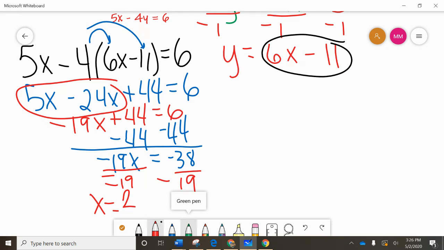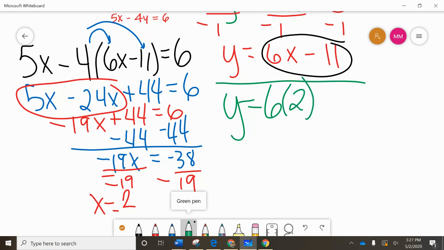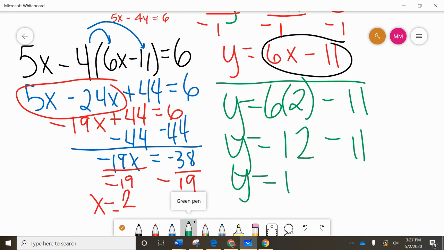Now that I found what x is equal to, I need to figure out what y is equal to. So I'm going to go back to my equation that I've set equal to y and plug in 2 for x. So when I do that, I end up with 6 times 2, because now we're saying x is 2, minus 11. I solve this, and I get 12 minus 11, and I get y equals 1. So my solution to both of my equations is 2 and 1: 2 for x and 1 for y.